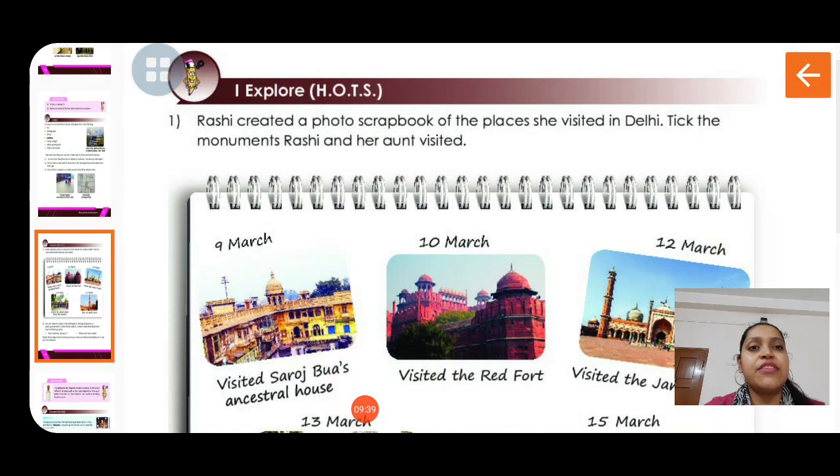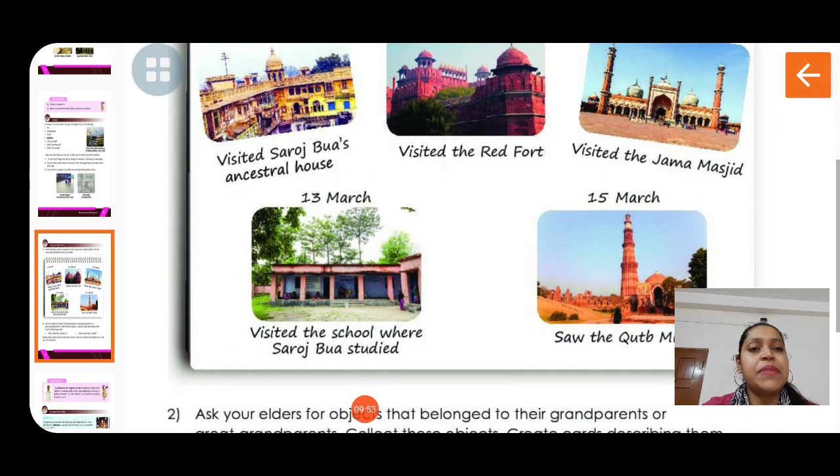Then children, here a scrapbook of the places. Rashi, a girl, has prepared a photo scrapbook of the places she visited in Delhi. Tick the monuments Rashi and her aunt visited. So these are the places which Rashi has prepared a scrapbook of. This is a very good idea, isn't it, children? You can also make a scrapbook of the places you have visited, and you can stick the pictures or objects also. If you have collected anything, you can stick it on your scrapbook.